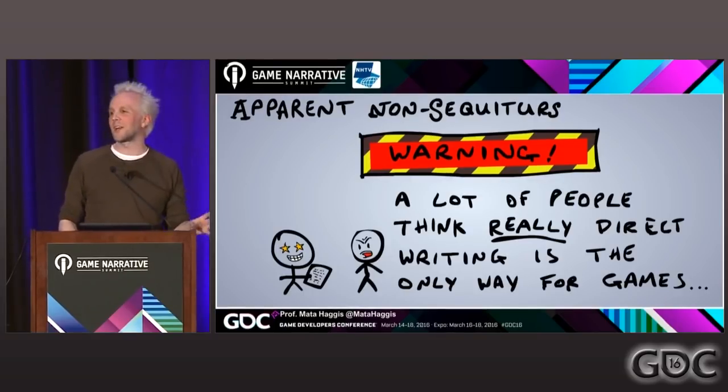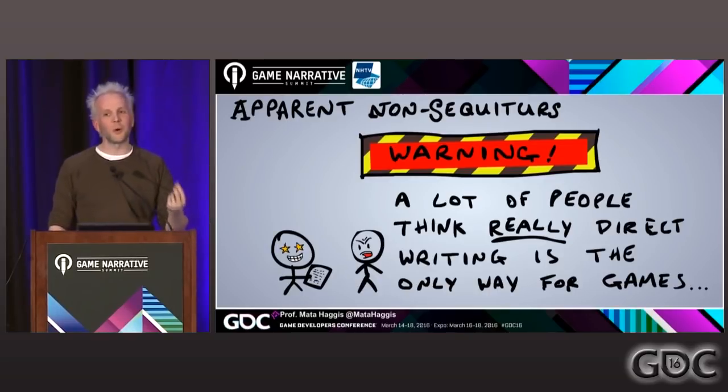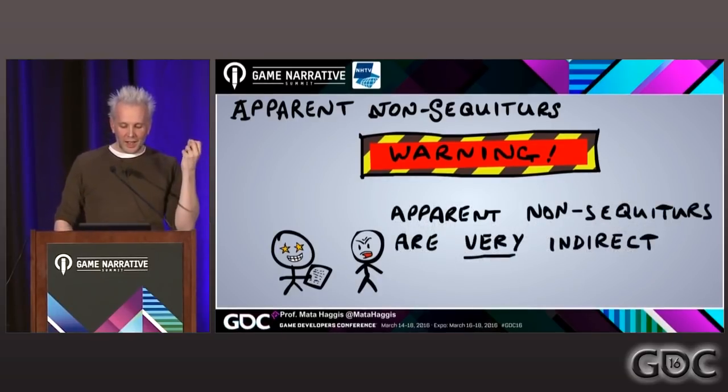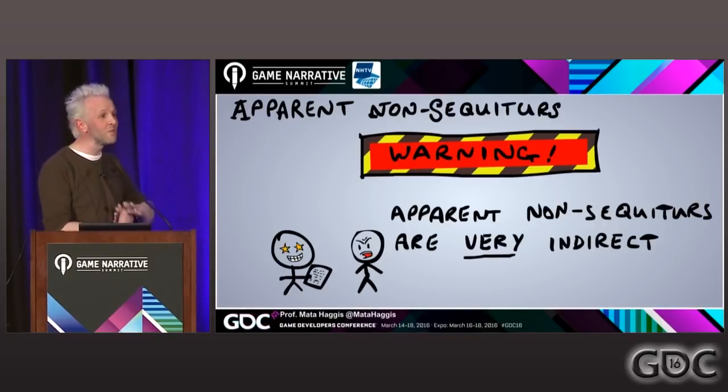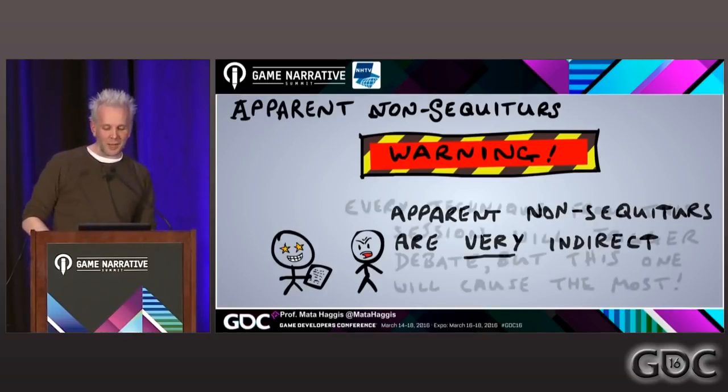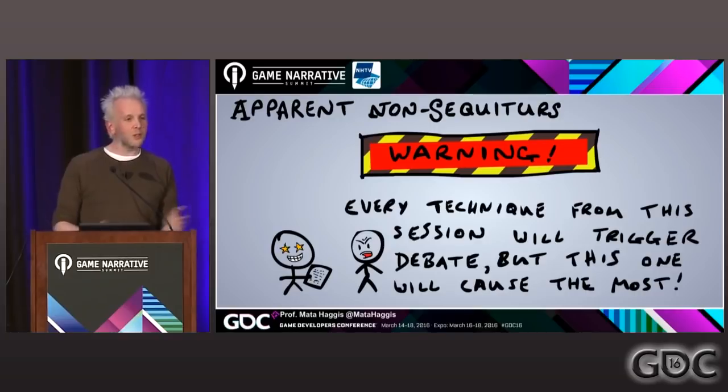This is the only way to write. It's like the really most obvious possible thing you could do. I don't really agree with that. I think apparent non-sequiturs are really, really indirect. These are possibly the least direct way of doing something possible. But they're so powerful. You're going to get a lot of arguments about this.